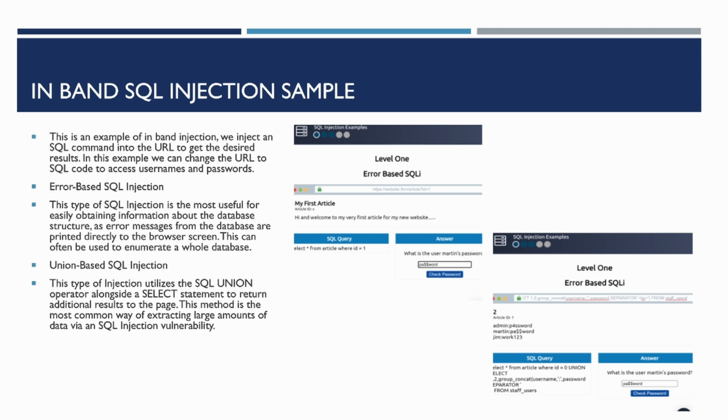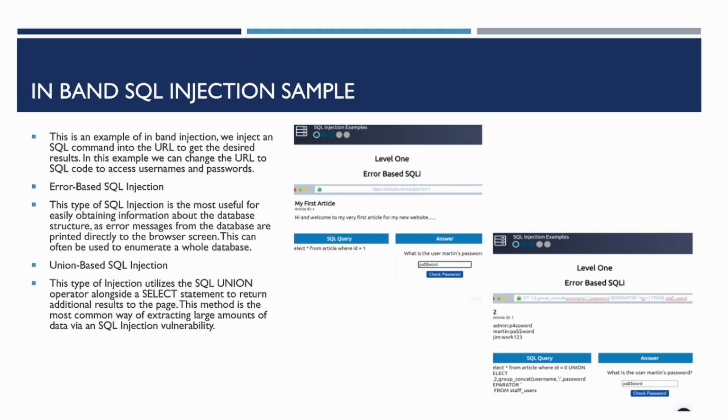Error-based is a type of SQL injection that's most usable for easily obtaining information about the database structure, as error messages from databases are printed directly to the browser screen. This can often be used to enumerate a whole database. So with these error messages, you can get feedback, and once you strike gold, those error messages basically go away. Union-based SQL injection is a type of injection that utilizes the SQL UNION operator along with a SELECT statement to return additional results to the page.